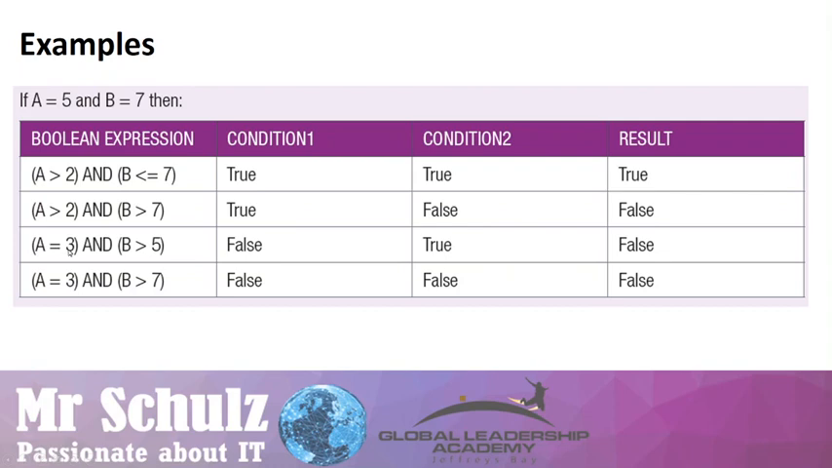If A equals 3, which is clearly wrong because A is 5, and B is bigger than 5, this one is true, but again, we have one of these conditions false, hence the entire compound expression is false as well. And then in our last example, we have both conditions false, so the result will be false. It's not a matter of double negative equals positive. In our compound Boolean expression, if both conditions are false, then our result will be false as well.